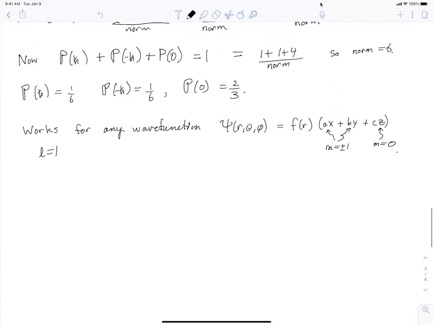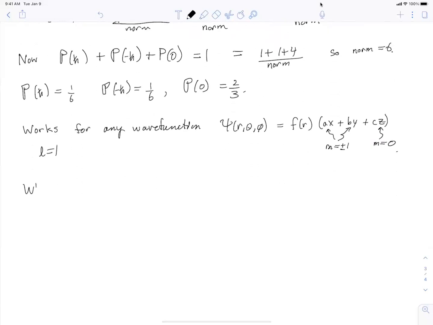Okay, so what about this example? What if the wave function was just a function of r with some normalization factor? And I'll be specific and say it's an exponential fall off. Okay, and I can say or more generally.